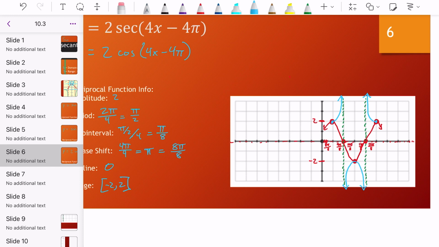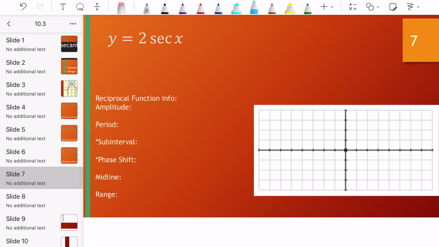Let's take a look at slide 7. Slide 7, we're working the problem the exact same way. First, translate it. Y is equal to 2 cosine x. Amplitude would be 2. Our period would be 2 pi over 1, which is 2 pi. Our subinterval would be 2 pi over 4, or pi over 2.